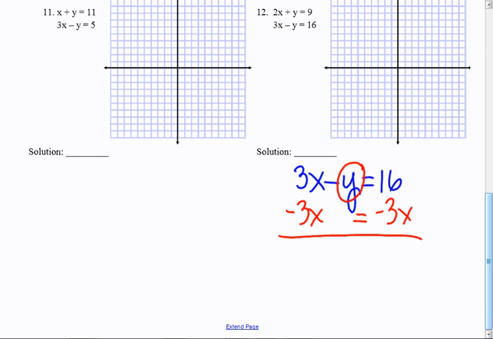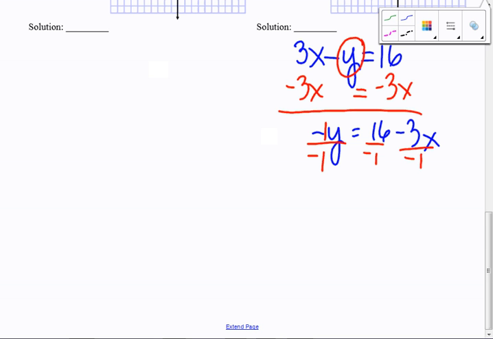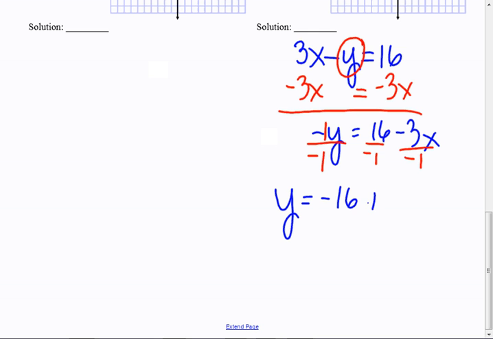And now what do I get? Careful. I get negative y. Some of you lost that. Both of my classes, I saw that being lost, is 16 minus 3x. And then what are you going to do? Divide by what? I don't want negative y. What do I divide by? What number's here? So let's divide by negative 1. You can multiply by negative 1. It's the same thing. So that I get y equals negative 16 plus 3x.